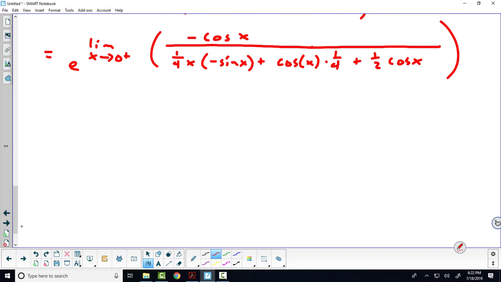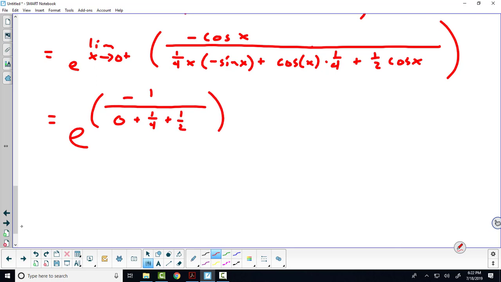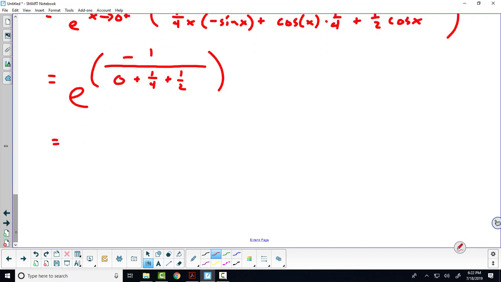We can now evaluate this limit. How? Through direct substitution. So this gives us e all to the minus 1 all over 0 plus a quarter plus a half, which is equal to e to the minus 1 all divided by 3/4, which is equal to e to the minus 4/3.